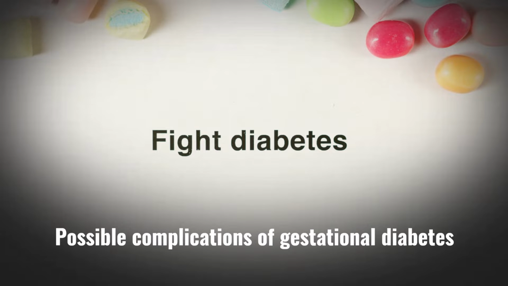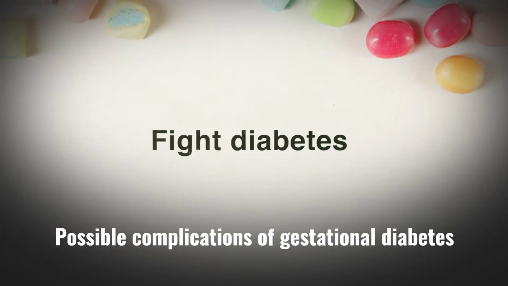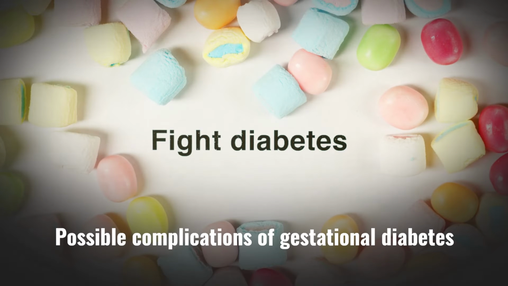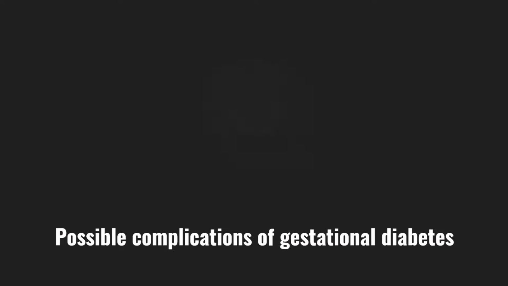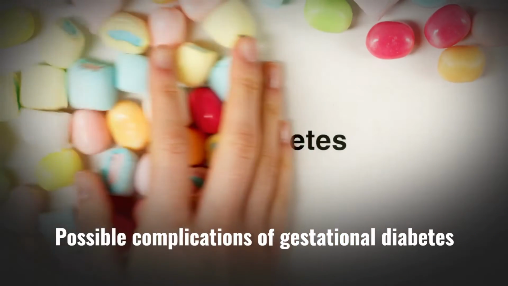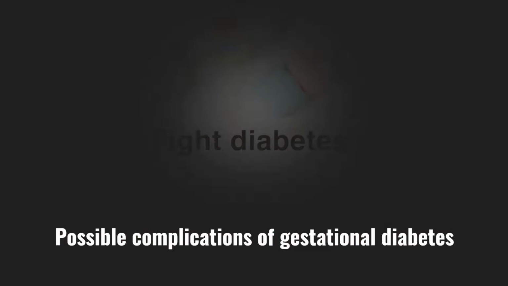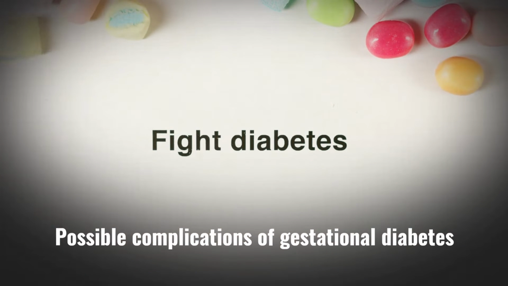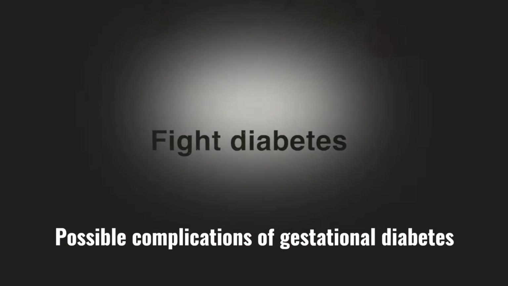So, regarding the possible complications of gestational diabetes, the baby may experience high birth weight, or what they normally refer to as an extra large baby. This is because the baby is overfed and grows extra large, which could cause discomfort to the mother during the last month of pregnancy.